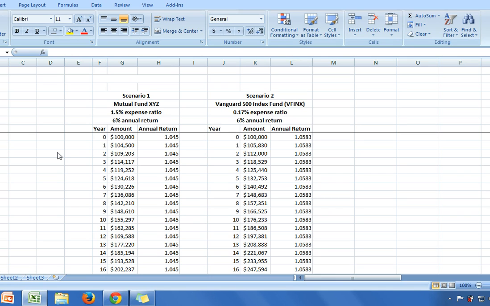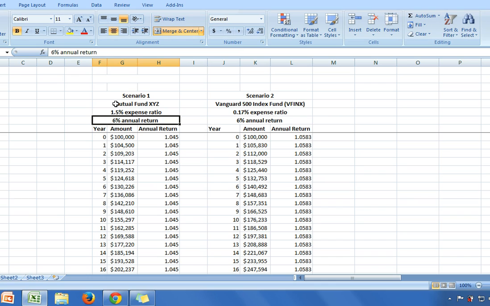So I want to illustrate this example for you here today with this multi-scenario situation. So let's assume that in scenario one, you invest with a financial advisor or a mutual fund, call it mutual fund XYZ, and that mutual fund or advisor charges you 1.5% annually of your assets. So in effect, you have a 1.5% expense ratio on this mutual fund or via this advisor. We'll also assume that you earn an annualized rate of return of 6% on your assets every year.